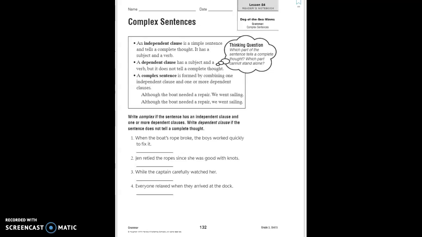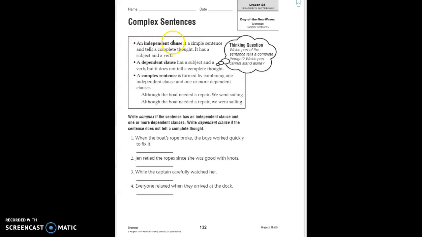It is going to be an absolutely beautiful day, so let's get our grammar and phonics done and we can go outside. Okay, today we're going to work on page 132 in our reader's notebook. This is our grammar and it has to do with complex sentences. Now, this is a little tricky, so listen to the directions and then we'll go through it together, okay?